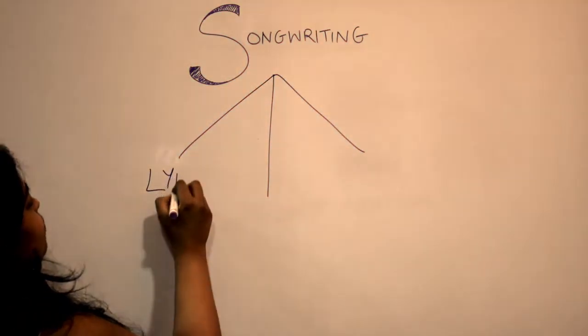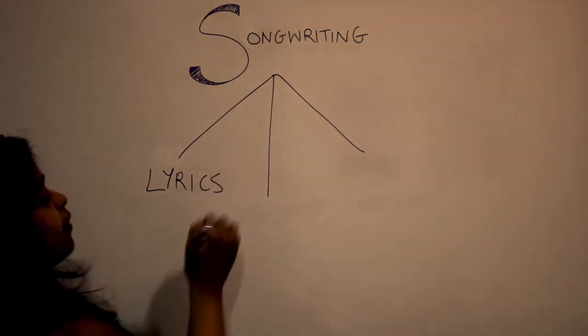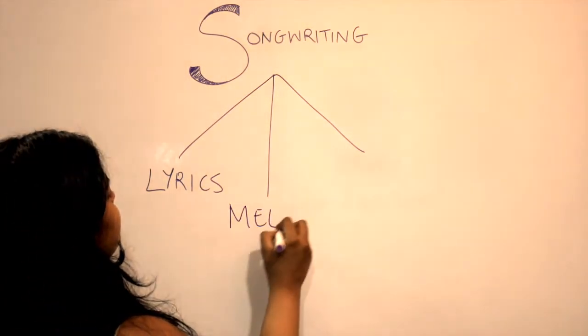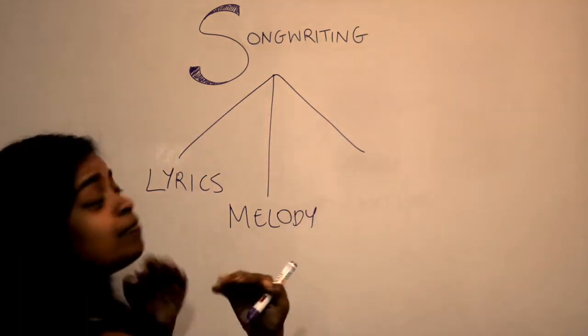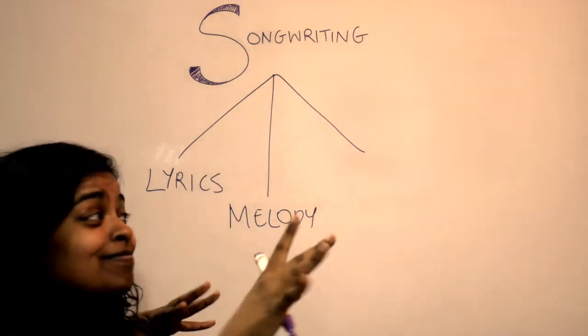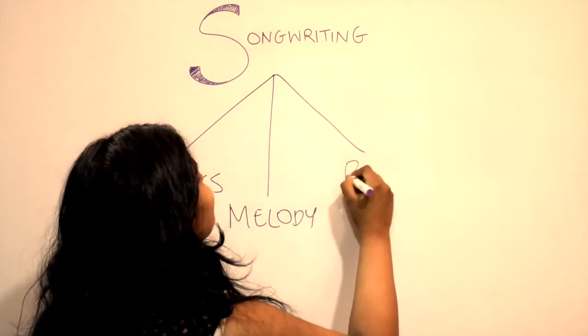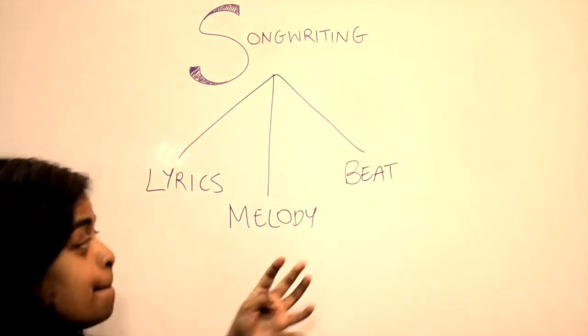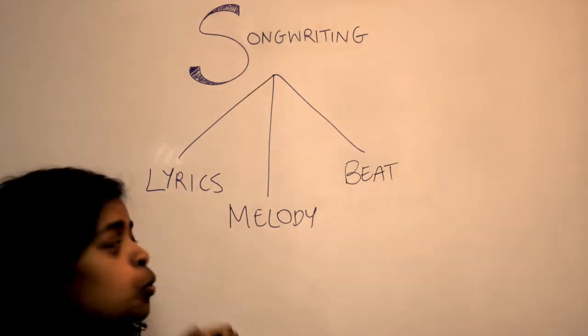So, there are 3 things in songwriting. You have the lyrics, the words you sing in the song basically. You've got the melody, and you have the beat, or the tempo you should be playing in. I'm trying to demonstrate the beat there.